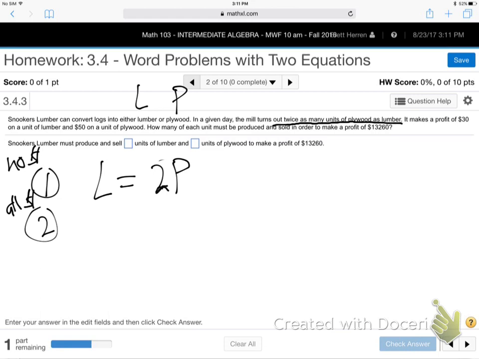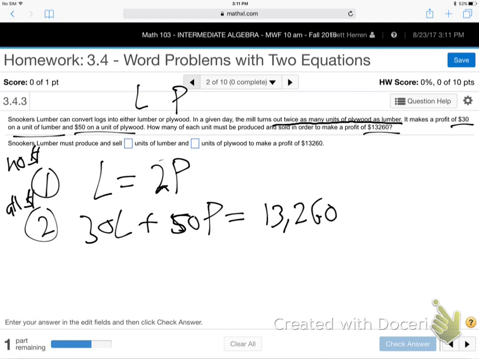The second is normal. $30 for lumber, that's 30L, and 50 for plywood, that's 50P, just like usual. Put the money in there. And total money, $13,260. There we go. It's just like that. Then you just grab that and plug it in for L right there. And the rest is easy.